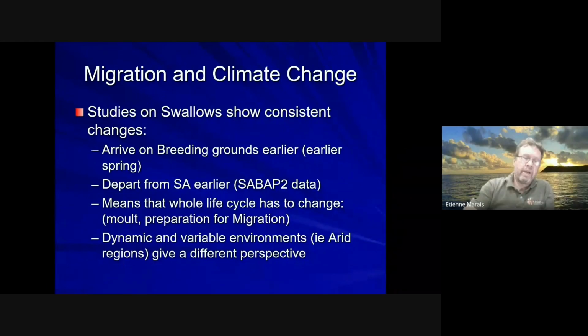So they have an earlier spring in the northern hemisphere due to warming of the climate, so they basically have a longer breeding season. Sorry, I'm basically telling the story in reverse. They arrive on the breeding grounds earlier, and they leave South Africa earlier. Because of the warming up in the northern hemisphere, they're breeding earlier, and therefore they're leaving South Africa earlier. And that's an extremely complex process, which I think we really don't know very much about.